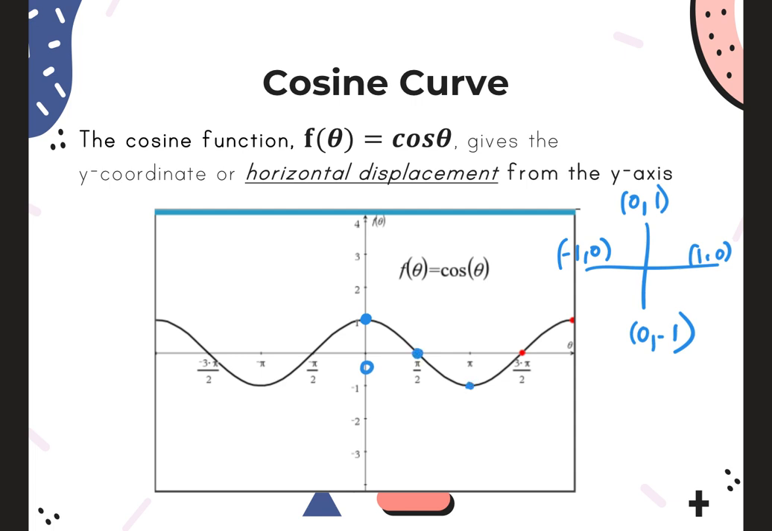At pi, it's negative 1. At 3 pi over 2, it's 0. And at 2 pi, it's back up to 1. So the cosine looks like a roller coaster. You would start at the top. You go down, and then you come back up again, okay?